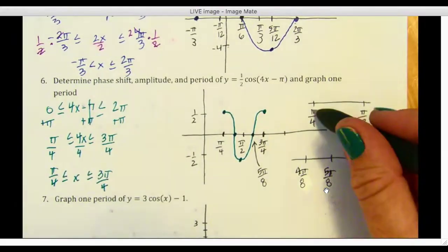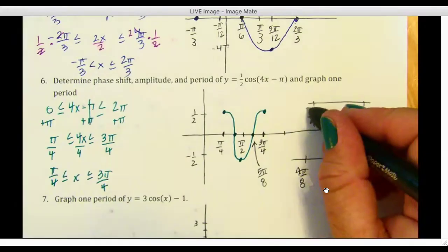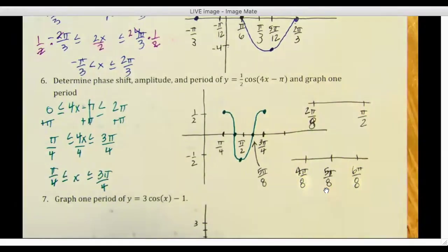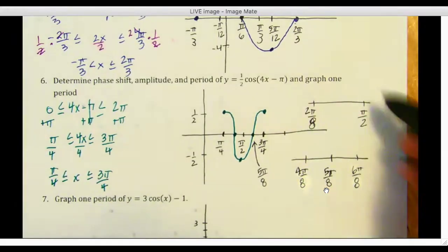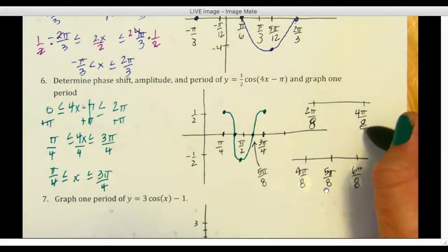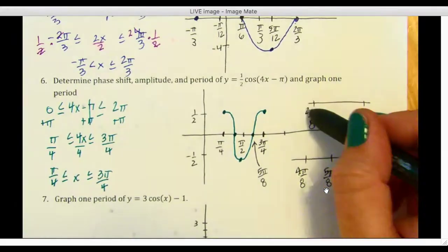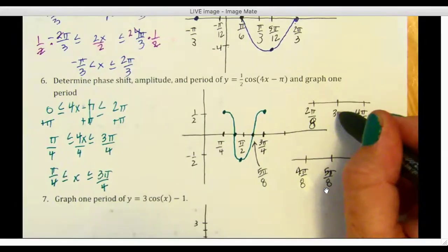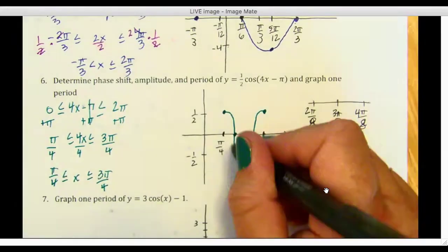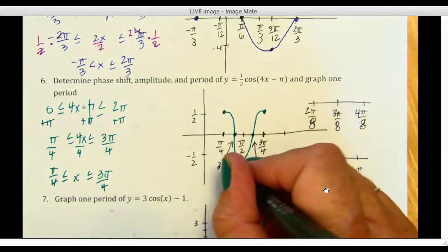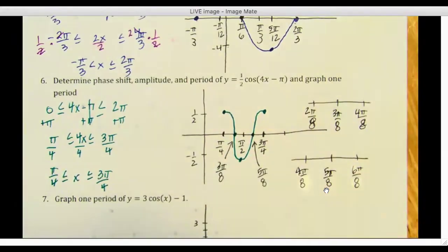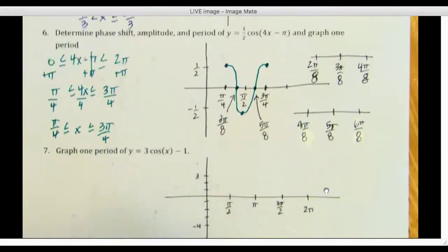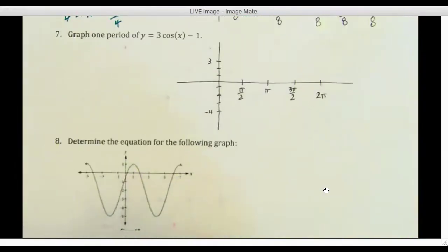If I multiply by 2 over 2 here, that becomes 2 pi over 8. And if I multiply by 4 over 4 here, that becomes 4 pi over 8. Well, halfway between 2 and 4 would be 3 pi over 8. And the more you practice this, the better you're going to get at it, and it'll become easier. So those are the other x values there. All right, so that is that graph of cosine. We have 2 more here.